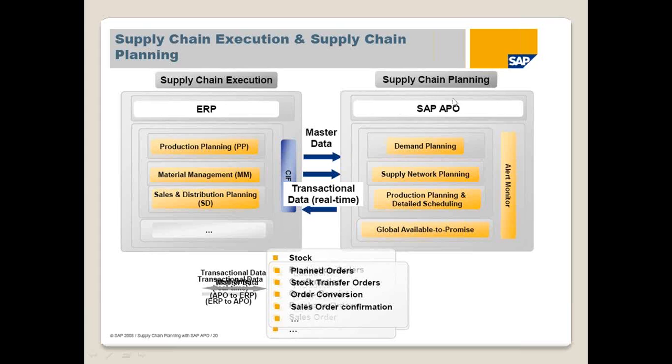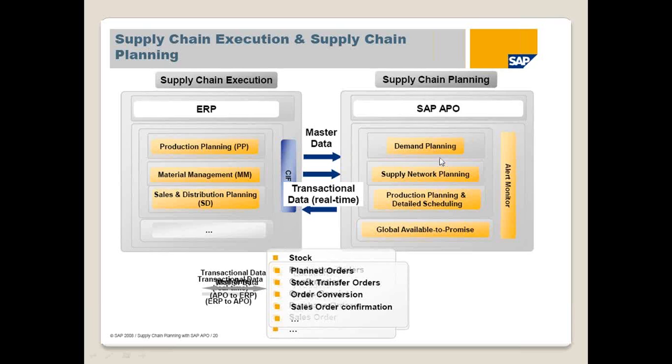But APO is a separate server, and this is for planning. It means in the future, how much I am going to sell, how much I need to manufacture, how much I need to distribute to my inventory and my DCs, and what my transportation capacities are going to be in the future. So all these things we can plan using the APO system.